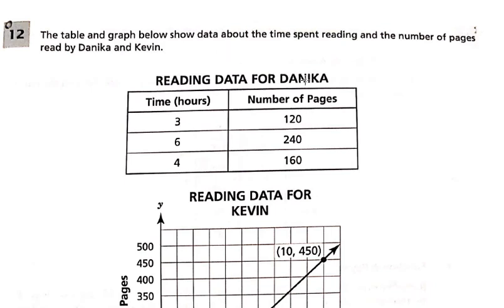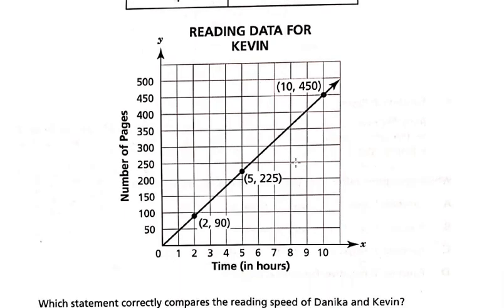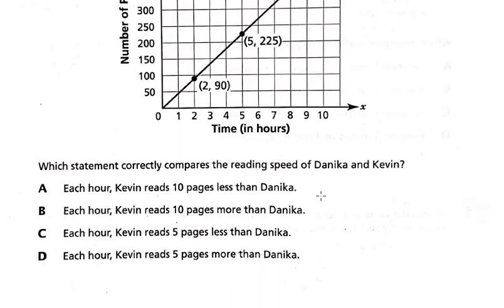So here we've got another question that's asking us to compare two different data sets. We've got information about Danica here in a table, and here we've got information about Kevin in a graph. So it's asking us to compare the reading speeds of Danica and Kevin. It's talking about each hour, and they're asking us to find the slope here.